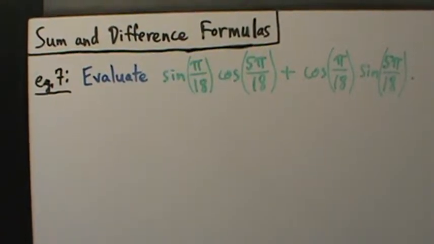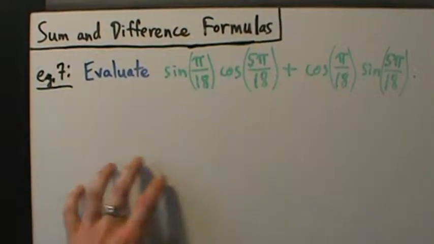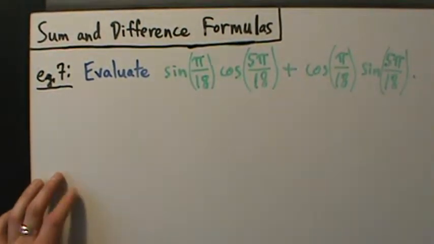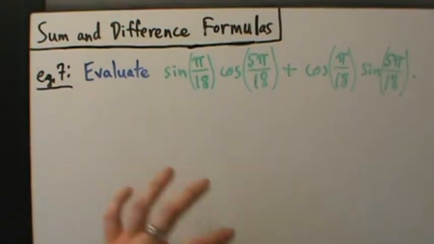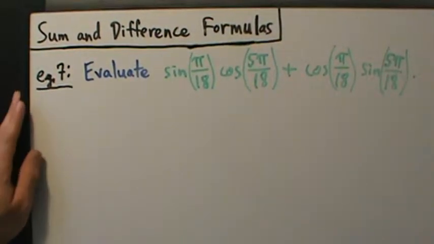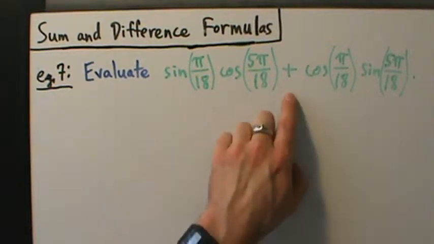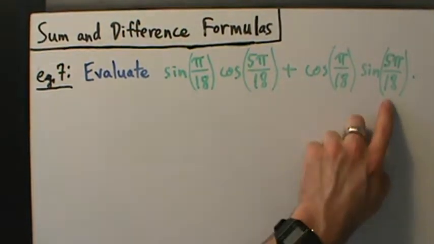Here's example 7 of using sum and difference formulas to evaluate a trig expression. This one's going to be a little bit different from the first 6 we looked at. We're going to use the same formulas, but in the opposite direction now. Here we have to evaluate sine of pi over 18 cosine of 5 pi over 18 plus cosine of pi over 18 times sine of 5 pi over 18.